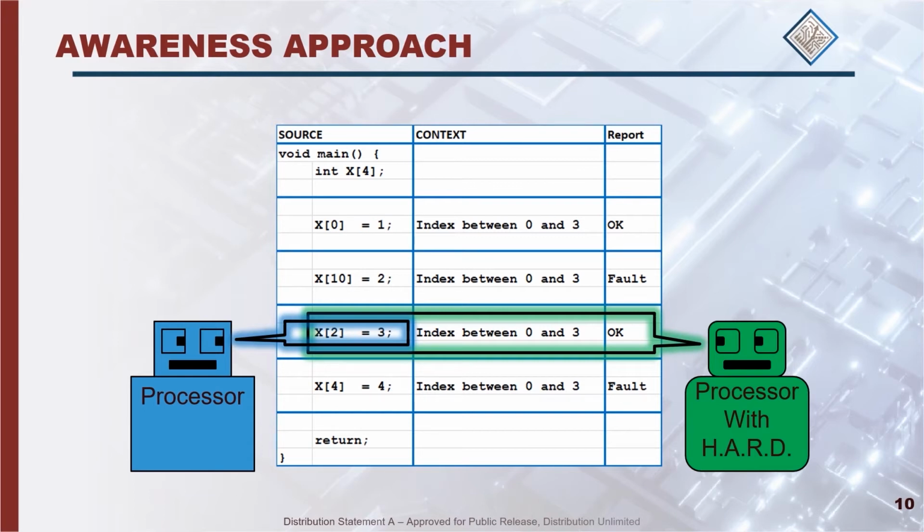So we're seeking to apply that awareness to the hard processor. In other words, the context here is important. Knowing that the index should be between 0 and 3 is the crux of this awareness for this particular approach.